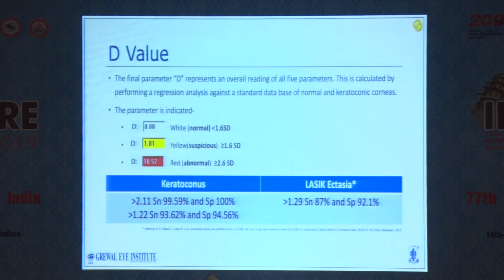The final D parameter, which represents the overall reading of all the 5 parameters, is performing a regression analysis against a standard database of normal and keratoconic eyes. Normal values of up to 1.6 are suitable for refractive surgery. Suspicious values between 1.6 and 2.6 will appear as a yellow box, and it is ideal to first reconfirm the data by performing the scan once again, and then decide if the data is accurate or not. Patients who have values more than 2.6, displayed as a red box, are abnormal.